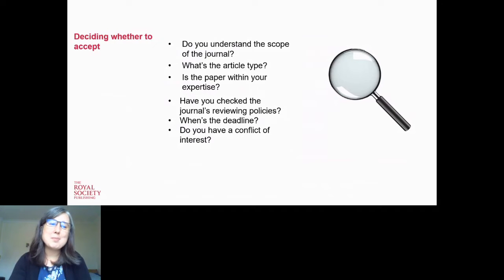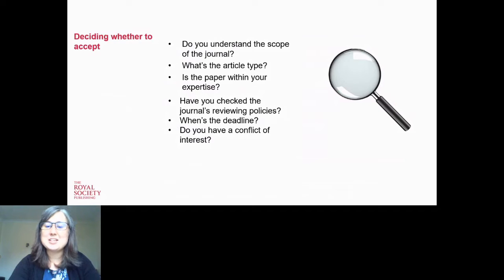Going on to think about deciding whether to accept a review invitation or not. There are a number of things to take into consideration when deciding whether or not to accept an invitation to review a paper. And all the information you need should be in the decision letter or on the journal's website. You can also email the journal office if you have any additional questions or concerns. So firstly, do you understand the scope of the journal? Again, this information should be on the website.